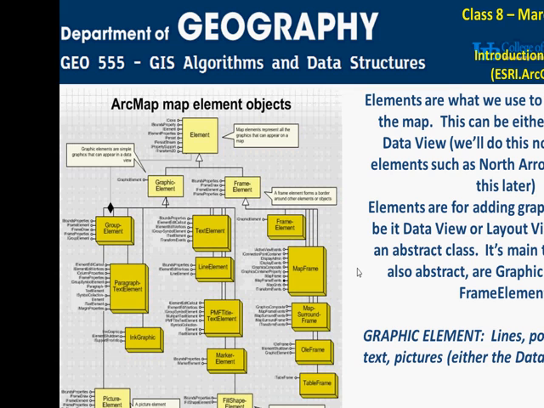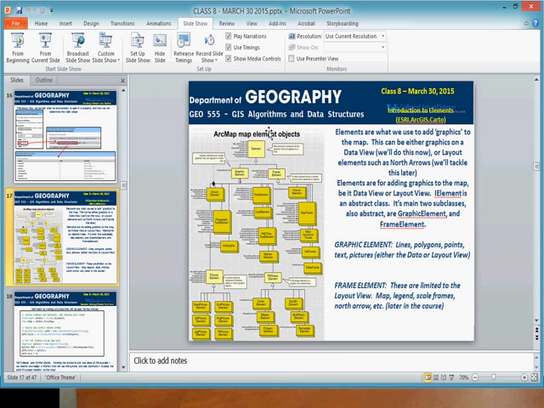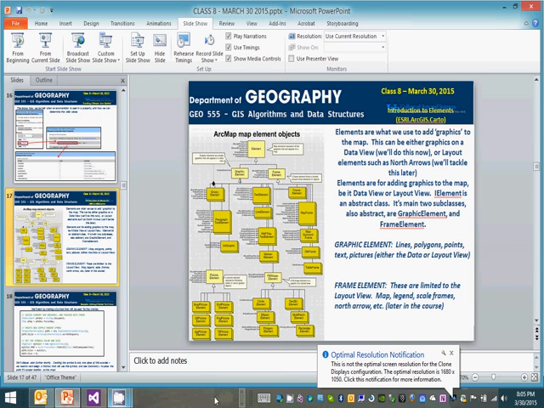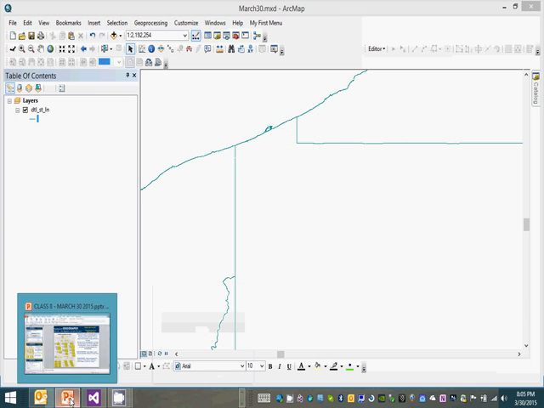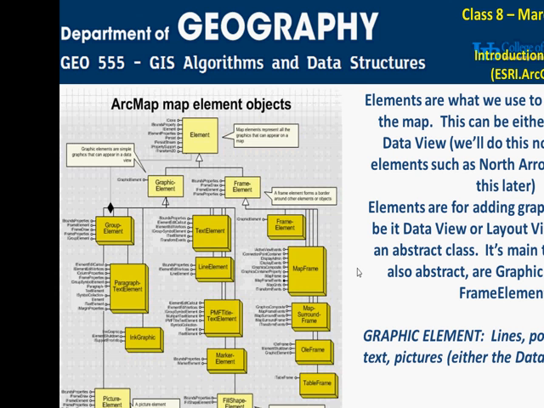So element is the abstract parent once again. We have two children and then there's the grandchildren. So all elements are divided into two trees in the family tree. A graphic element or a frame element. We will begin now talking about a graphic element, which is a line, point, polygon, text, and maybe pictures. So all those, I think I deleted them. Oh well. All those shapes I created were graphic elements. The rectangle and the text and so on.